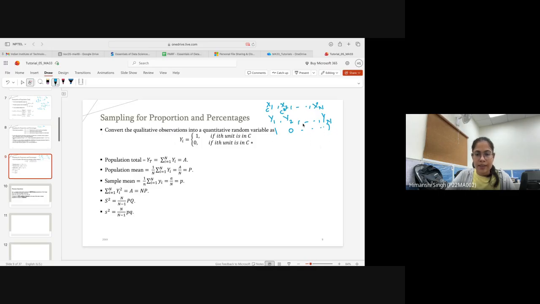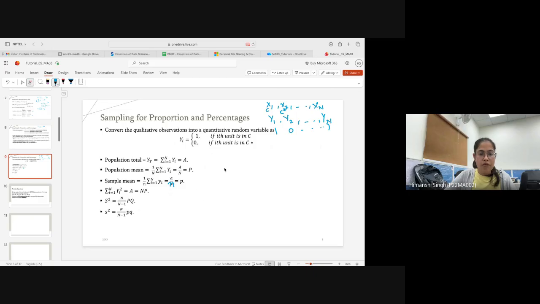Okay. Now in that case, what will be the population total? Population total will be capital A, the number of elements in the class C. What will be the population mean? The population mean will be the population proportion of class C, that is capital A by N. The sample mean will be the sample proportion of class C, that is small a by small n. So that is the sample proportion.